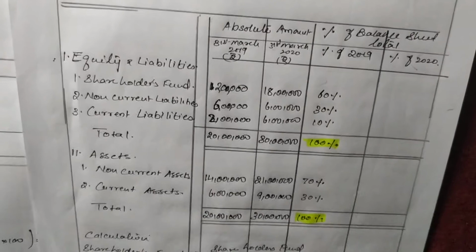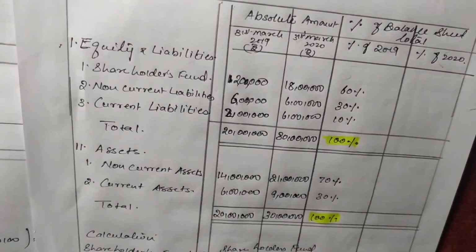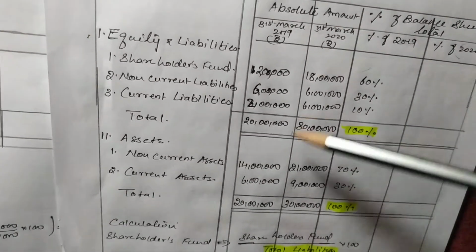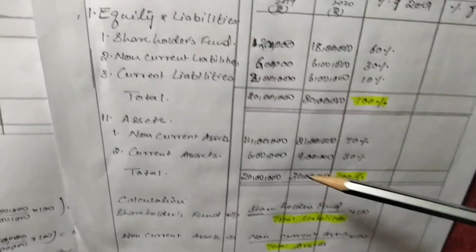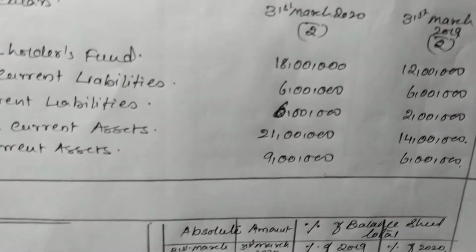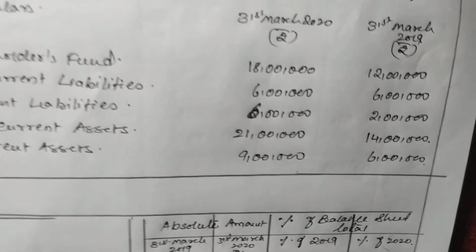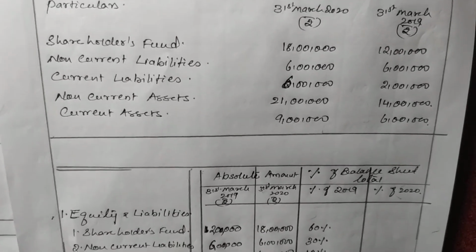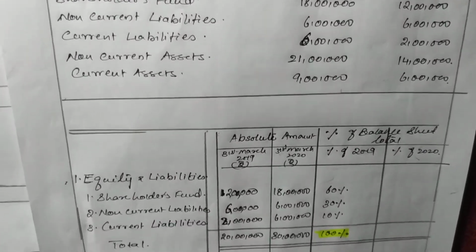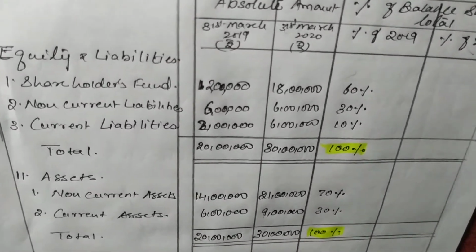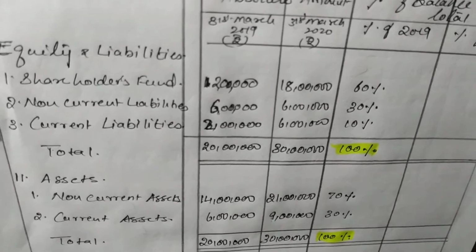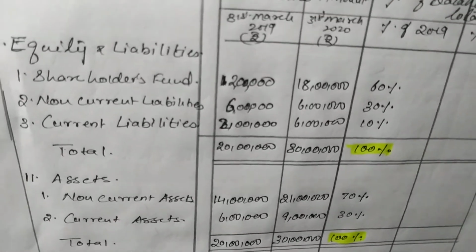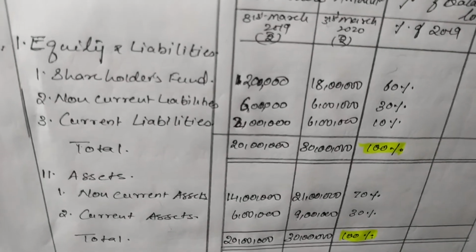After writing the format, we have to place the absolute amount of the previous year first, then the absolute amount of the current year. In the question, for the previous year, shareholders fund is 12 lakh, non-current liability is 6 lakh, current liability is 2 lakh. Total you get 20 lakhs: 12 plus 6 is 18, plus 2, 20 lakhs.